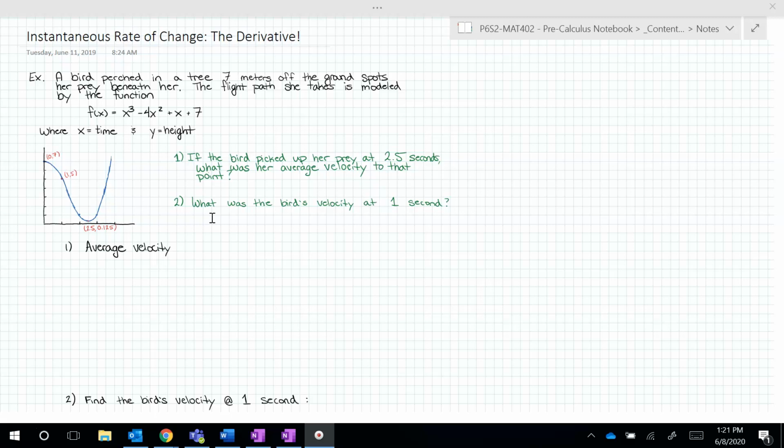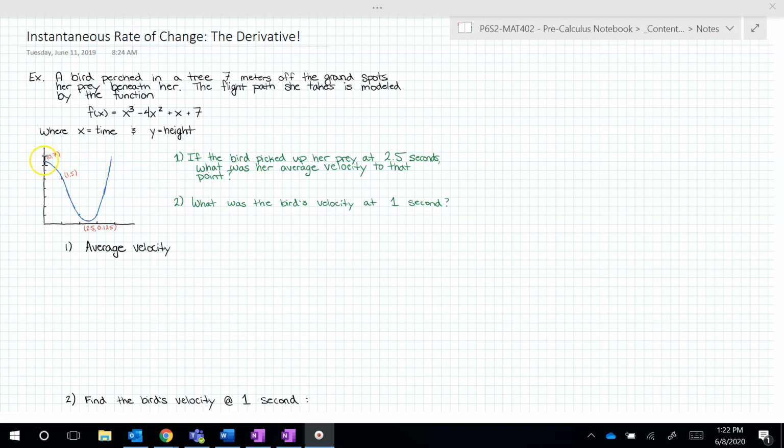We can ask, what was the average velocity to that point? What was the average rate of change from going from here, at 0 seconds, 7 meters off the ground, to 2.5 seconds later being only 1/10 of a meter off the ground, just a few inches off of the ground here? And then what we want to get to is, what was this bird's instantaneous velocity? Because it occupies a whole bunch of different velocities throughout this.